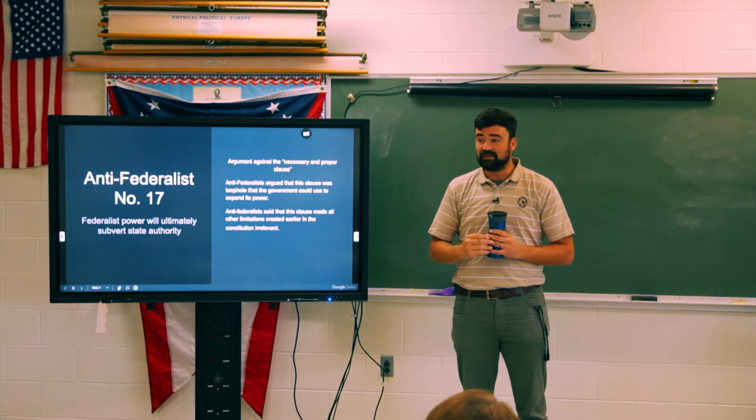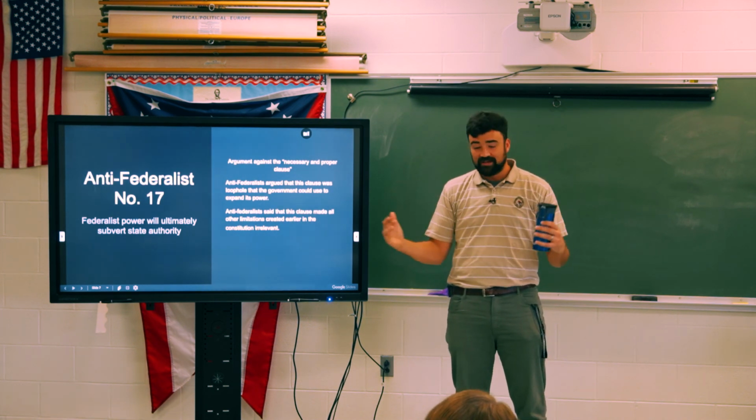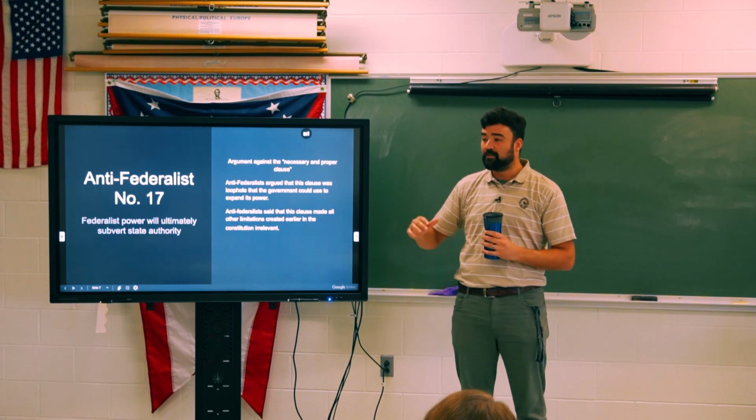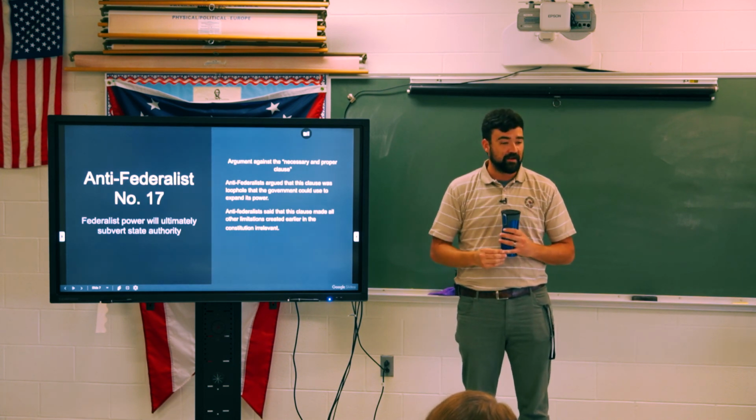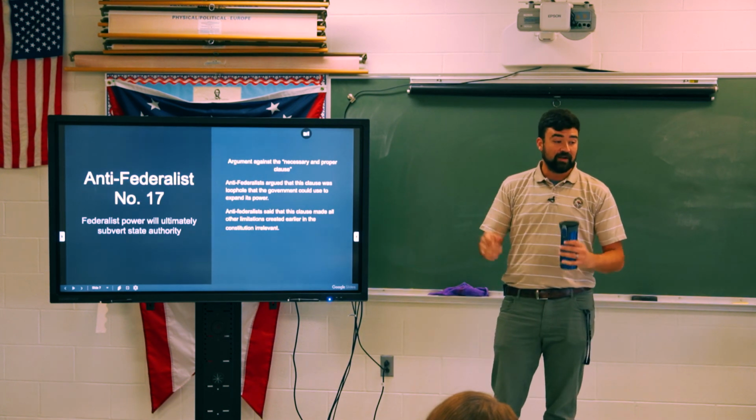Because all they have to do is say that this new law that the federal government creates, or this new precedent, is necessary and proper to govern. It's a loophole. The federal government can get around any limitations set on it by using this Necessary and Proper Clause to justify any law or any decision it makes.